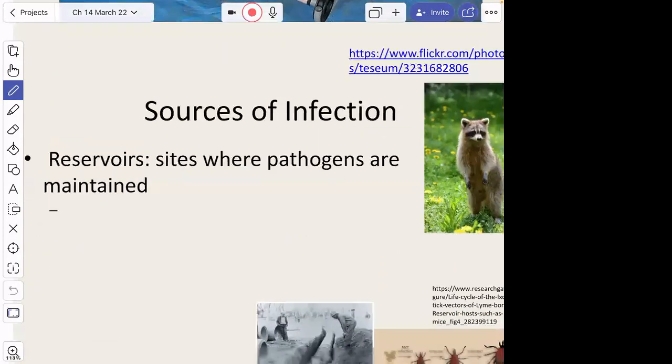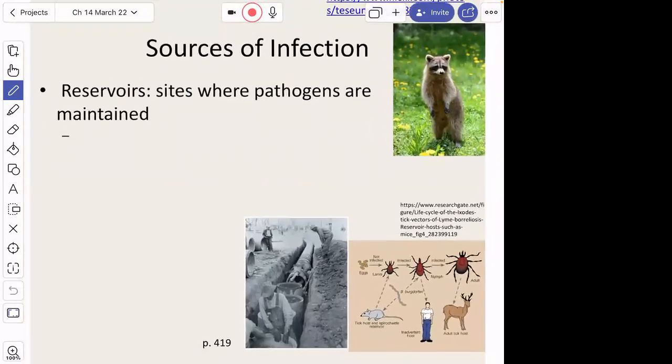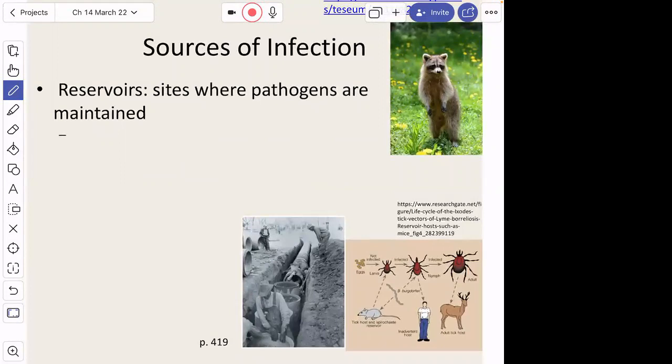So when that pathogen leaves the host, where does it go? Where is it maintained until it can possibly infect another host? Sometimes it will go directly to another host, and we'll talk about that transmission. But some pathogens are maintained, and we call those sites reservoirs. Places where pathogens are maintained, or where that pathogen might normally live or reproduce. So there are 3 different reservoirs we'll describe here.